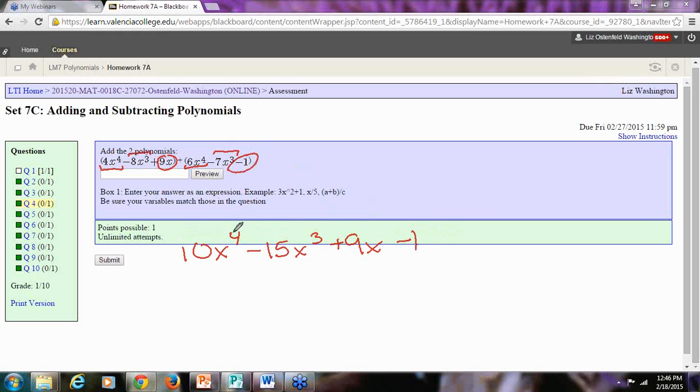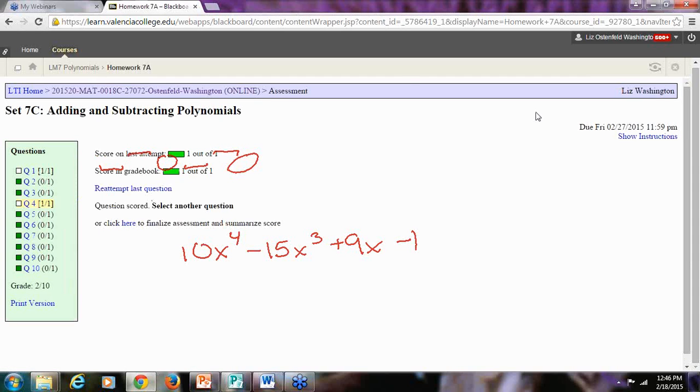My final answer has 4 terms. That's okay. I'll go ahead and type this in. So you got 10x to the 4th minus 15x to the 3rd plus 9x minus 1. Preview it and submit. Very nice.